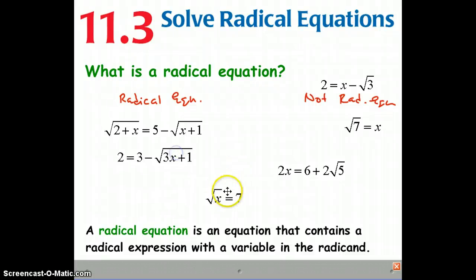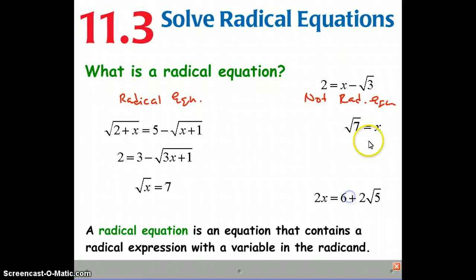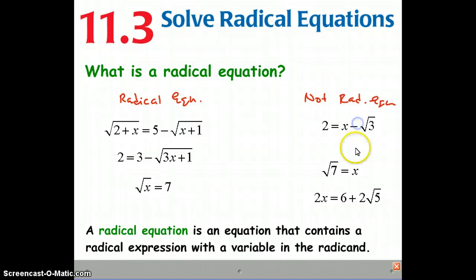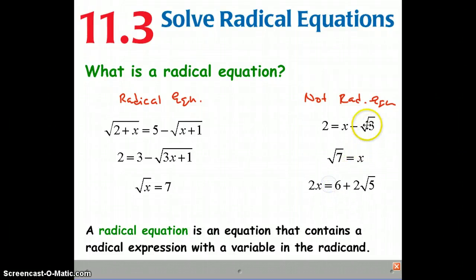So with this one, and with this one, all of these are going to be non-radical equations because x, or the variable, is not in the radicand, so it's not underneath the square root bar. So all of these, although they seem like they should be radical equations because you see radicals in them, are not, because the variable itself is not in the radicand.